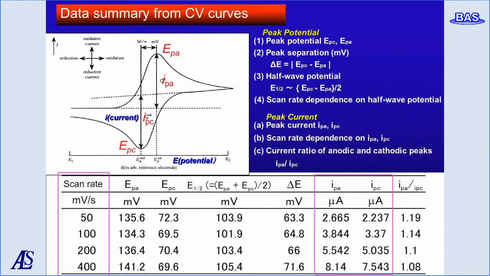One example of the tabulation of a CV curve is shown here. By changing the scan rate from 50 mV up to 400 mV per second, in this case, the peak potentials are shifted a little bit. Peak separation becomes smaller at lower scan rates. Therefore, the CV voltammogram is assigned as a quasi-reversible process or one involving an uncompensated IR drop effect.